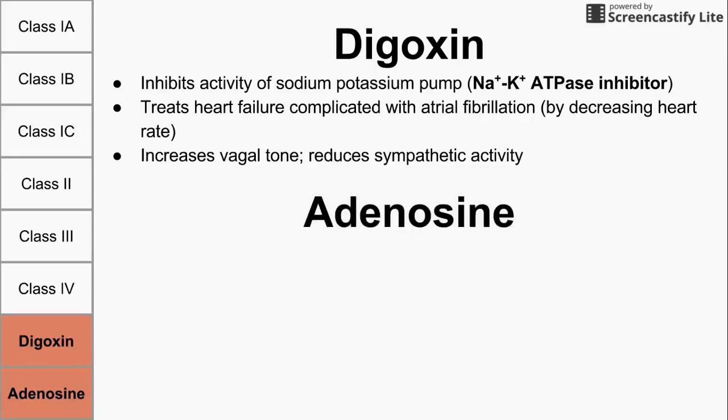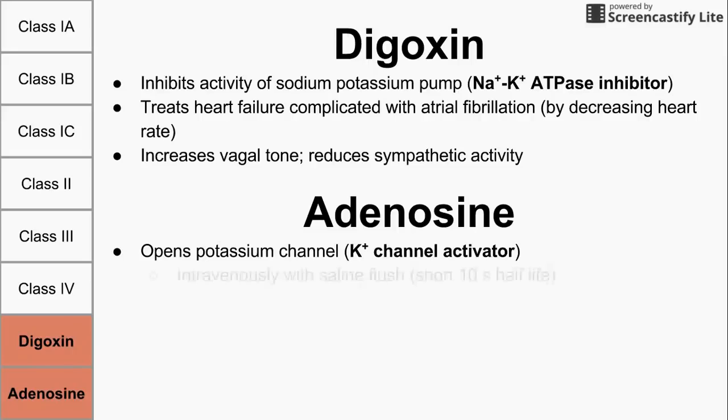Last drug that's worth talking about is adenosine. Now, adenosine is a rapid opener of the potassium channel. It activates that potassium channel. Adenosine is unique because it has a very, very short half-life. So when you inject it into the veins, it needs to be followed with a bolus of saline. You put adenosine into the vasculature, you flush it with saline to push it into the heart where it has its main antiarrhythmic effect.